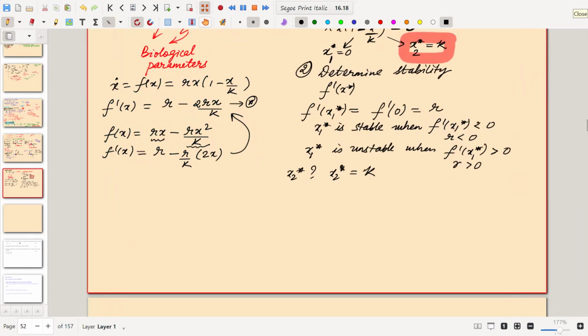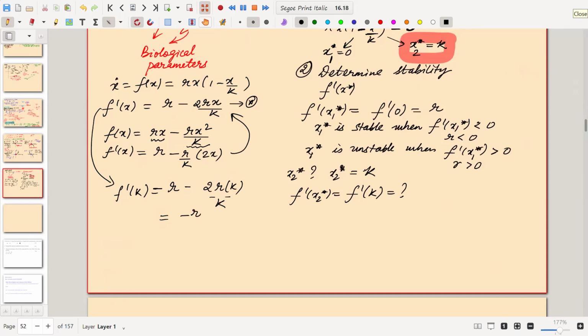So x2 star is k. So what is the derivative at x2 star? That is f prime at k, right? What is it? Can you substitute here, f prime of k? What do you get? Minus r, right? F prime of k is minus r.